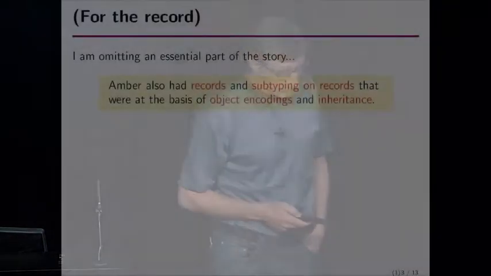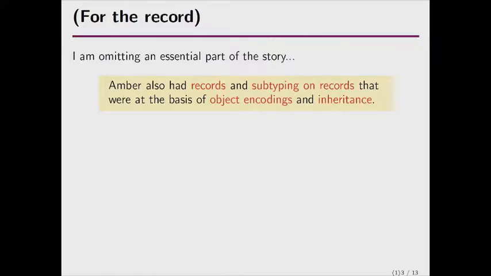This is the well-known contravariant rule for arrow types that says that two arrow types are in relation if the codomains are in the subtyping relation and the domains are in the inverse relation. I'm skipping a lot, an essential part of the story, of course, because Amber had many other features, especially records, subtyping on records, concatenation on records, that played a key role for the semantics, the encodings of objects and multiple inheritance. But this is not the point I want to make here.